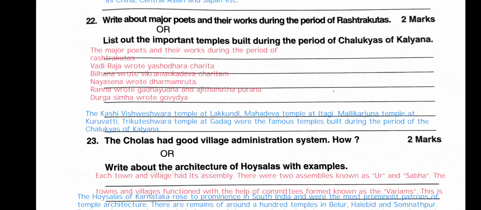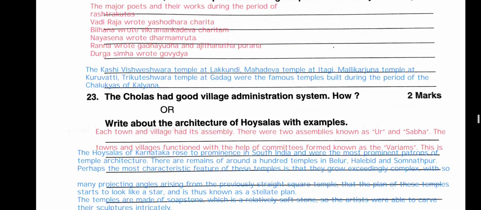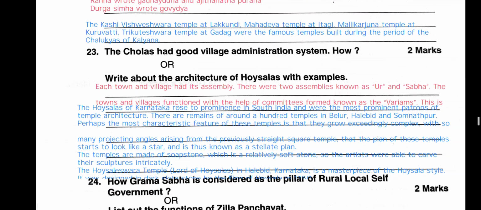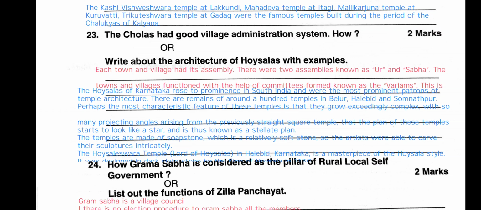List out the important temples built during the period of Chalukyas of Kalyana. Kashi Vishweshwara Temple at Lakkundi, Mahadeva Temple at Itagi, Mallikarjuna Temple at Kuruvatti, Tarakeshwara Temple at Gadag were the famous temples built during the period of the Chalukyas of Kalyana.